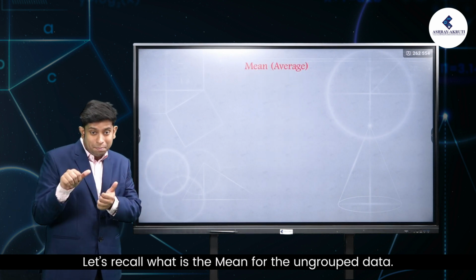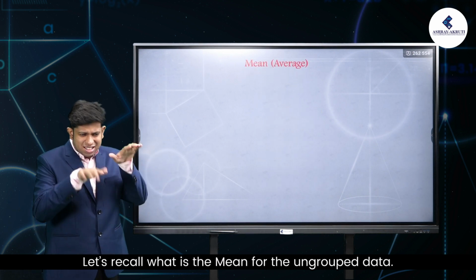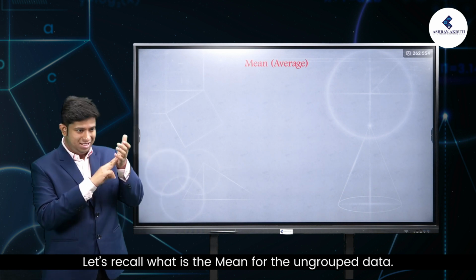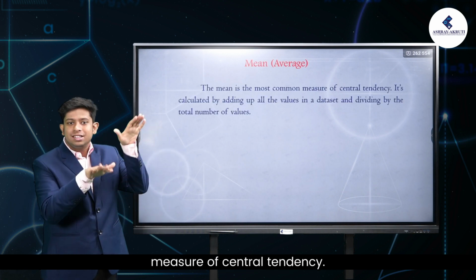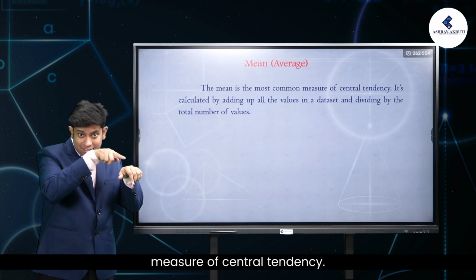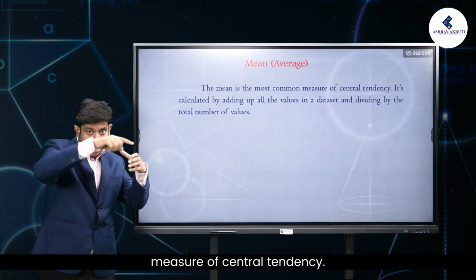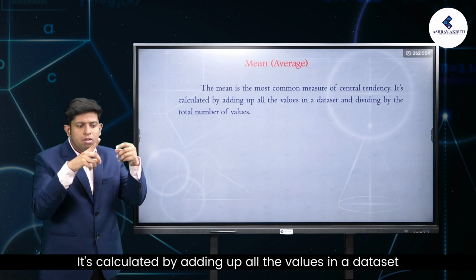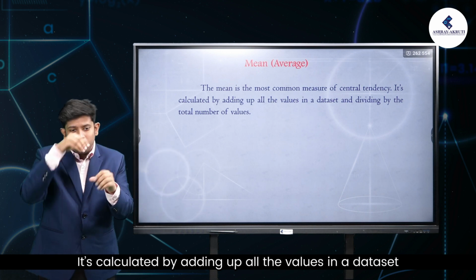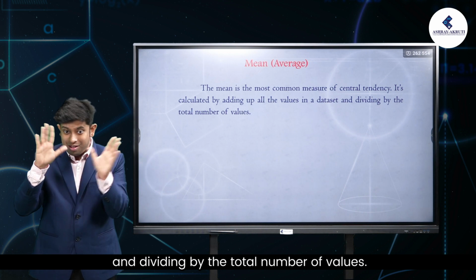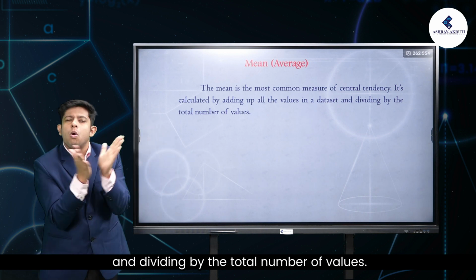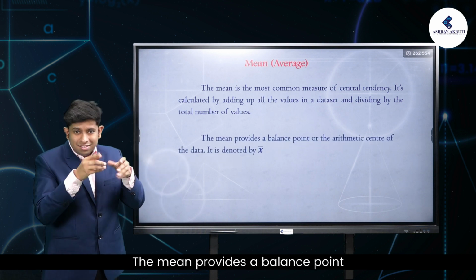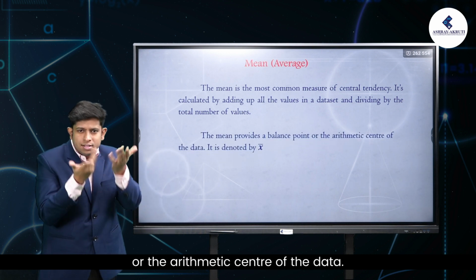Let us recall what is the mean for the ungrouped data. Mean. The mean is the most common measure of central tendency. It is calculated by adding up all the values in a data set and dividing by the total number of values. The mean provides a balance point or the arithmetic center of the data.